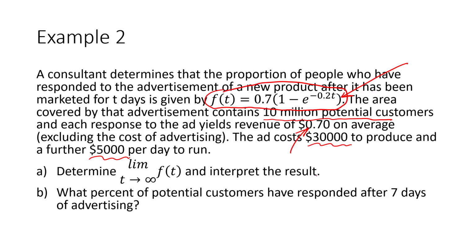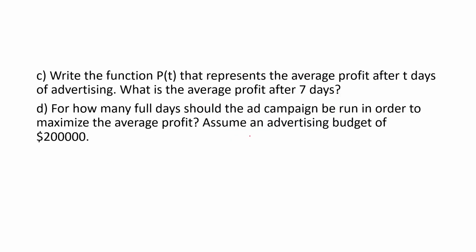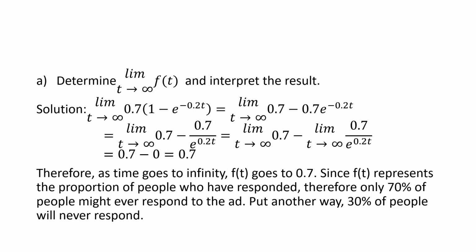Then we're going to determine what percent of customers have responded after 7 days. Well, that'll actually be fairly straightforward. It'll essentially just involve plugging 7 straight into the formula. Then we're going to determine a profit formula. What we were given was a percentage of people who've responded formula. We'll come up with a profit formula. And finally, we know the company would like to maximize their profit. So we're going to figure out how many days they should run their ad campaign in order to accomplish that.